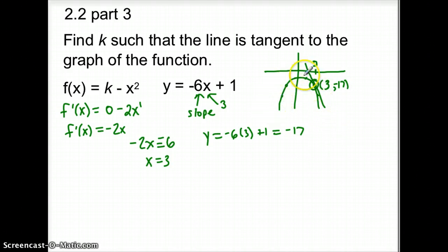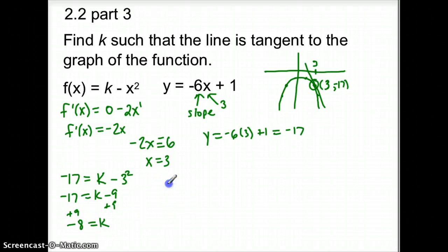That point is on both the line and the curve, so if I know that the point 3, negative 17 is on this curve, I can use negative 17 for f of x, k, and I know x is 3. So just plug in 3 for x and negative 17 for the y. That's negative 17 equals k minus 9. Add 9 to both sides, k is negative 8. So what I'm saying is that I have a function f of x equals negative 8 minus x squared that has a tangent line at negative 6x plus 1. All it's asking for is to find k.